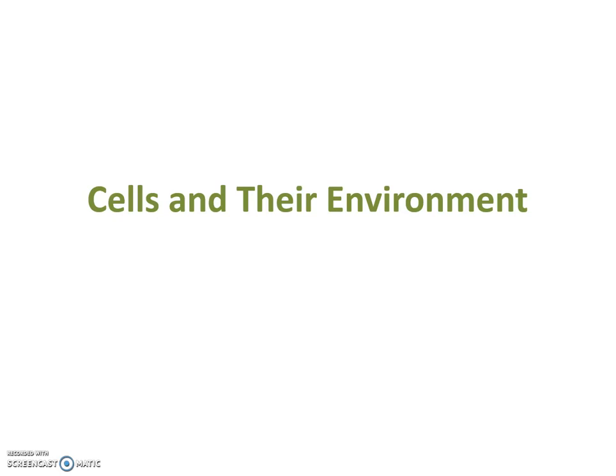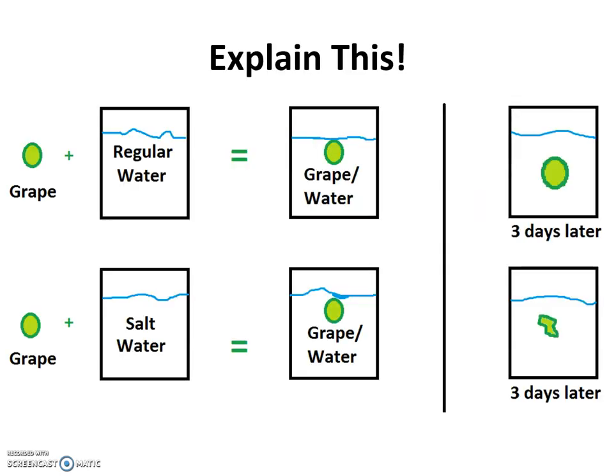Today we are going to talk about cells and how they interact with their environment. So we talked about how organisms can be unicellular, one cell big, or trillions of cells big. And regardless of how many there are, they're still able to interact with their environment and maintain homeostasis, the ability to maintain a stable internal environment.